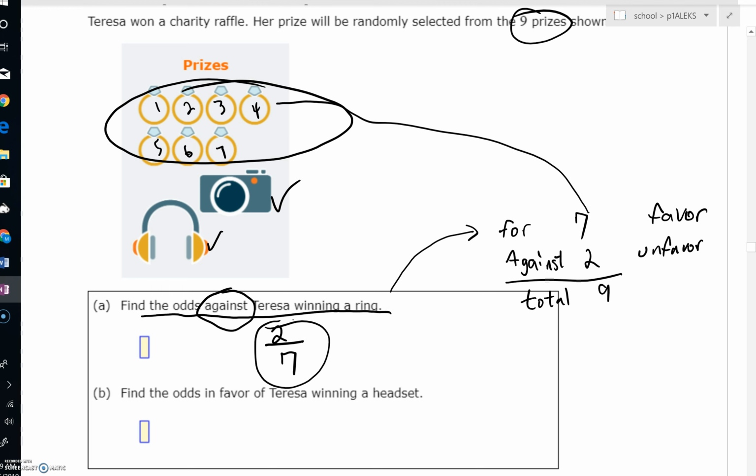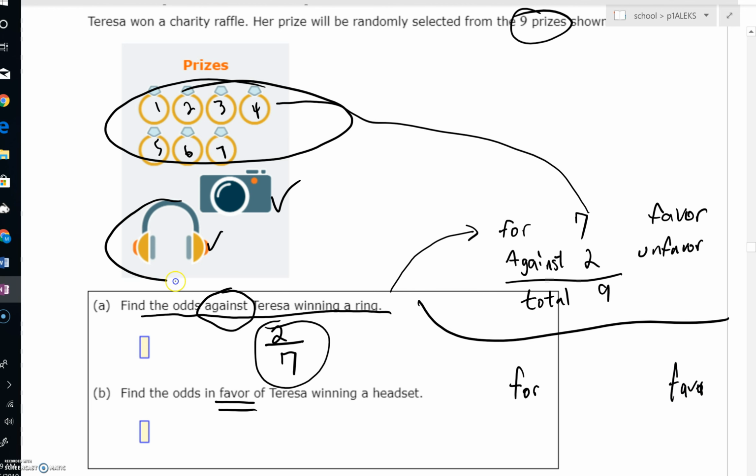But then for B, it says find the odds in favor of Teresa winning a headset. Well, now this is a very different scenario. We could say how many ways, and this would be favorable, how many ways could Teresa win a headset? Well, you could see there's only one way that could happen. How many ways could she not get that? That would be unfavorable. Well, you could see that there's going to be the camera and the 7 rings, that would be 8. So there are 8 prizes that are not headsets.